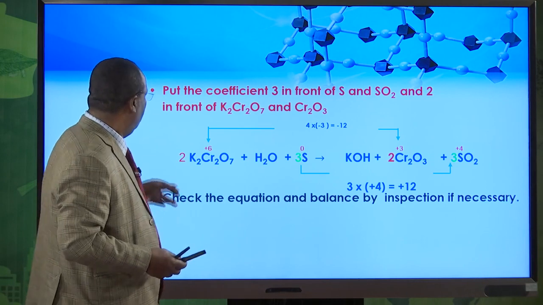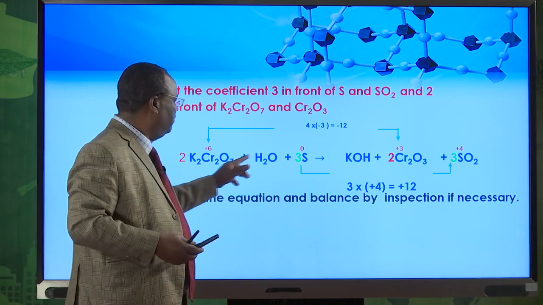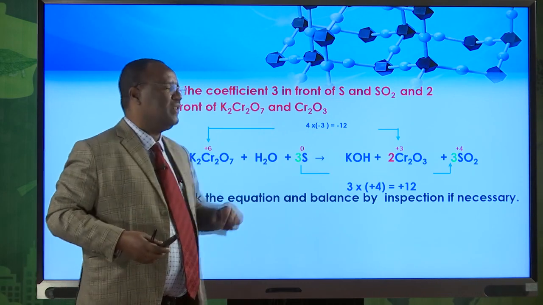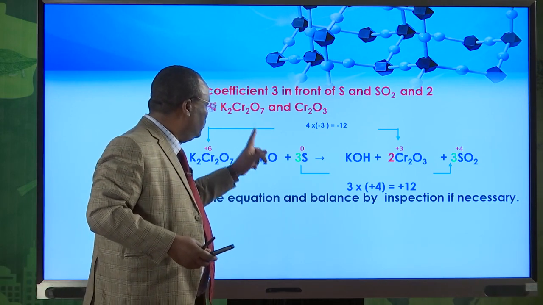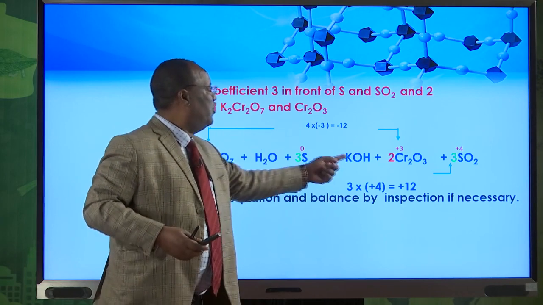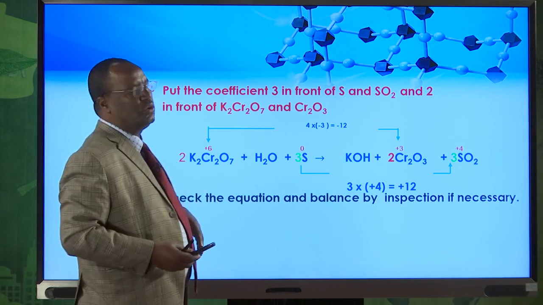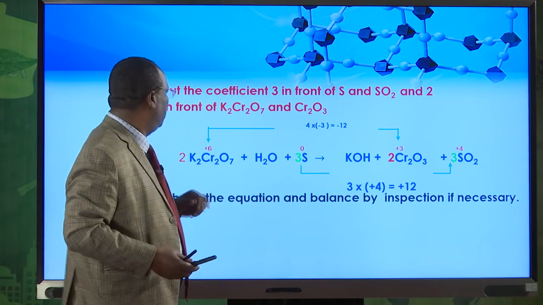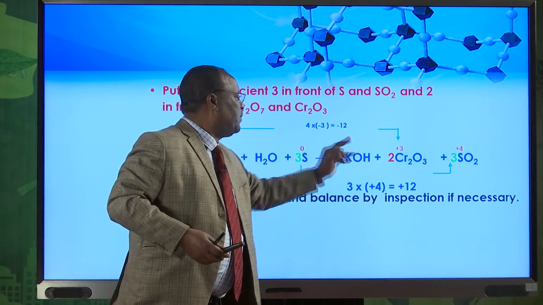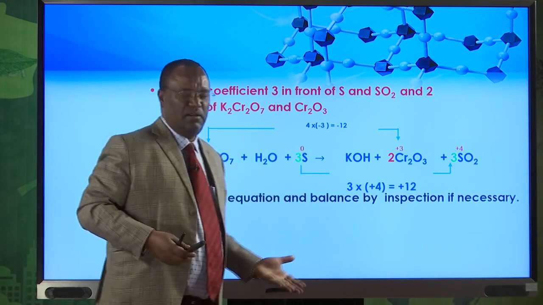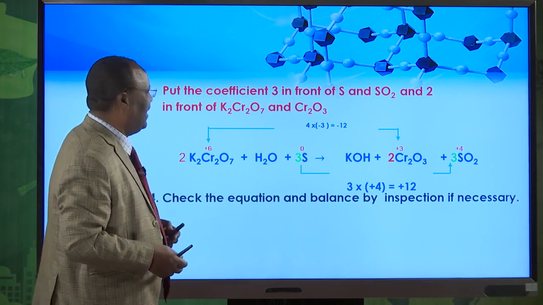Let us check. Here you have 4 atoms of potassium. Here you have only 1 atom of potassium. What about hydrogen? Here you have 2 atoms of hydrogen. On the other side, we have only 1 atom of hydrogen. We should check for oxygen too. 2 times 7, 14. 14 plus 1, 15. 2 times 3, 6. 6 plus 1, 7. 7 plus 6 is 13. Now, the equation is still not balanced.